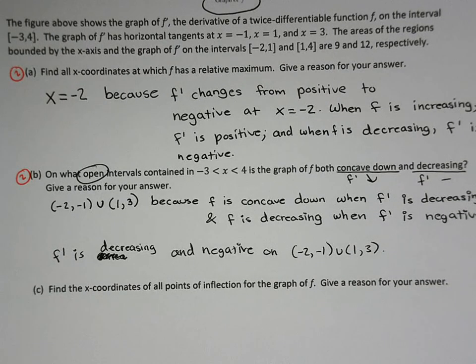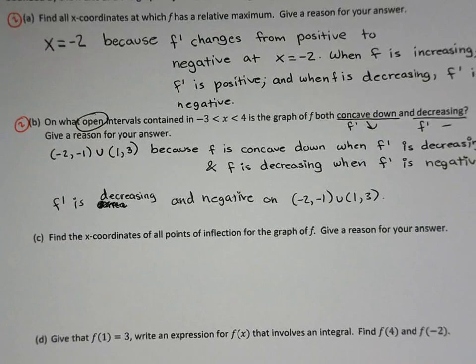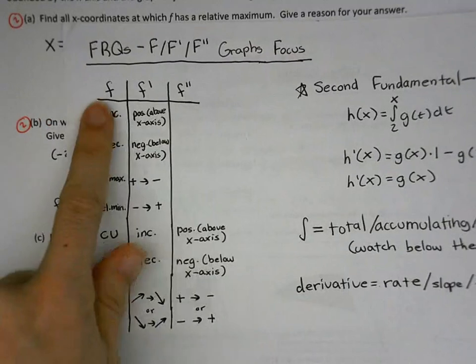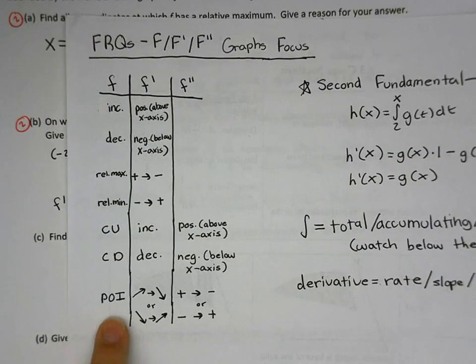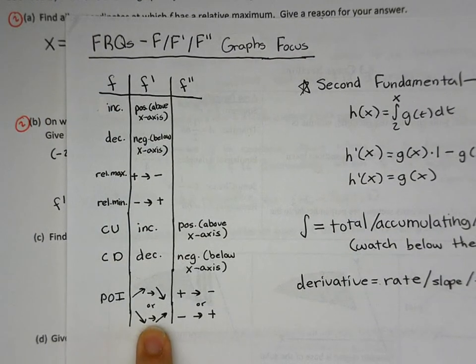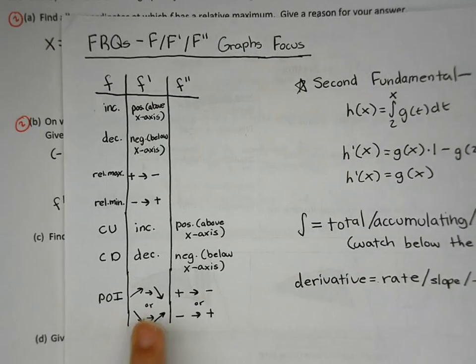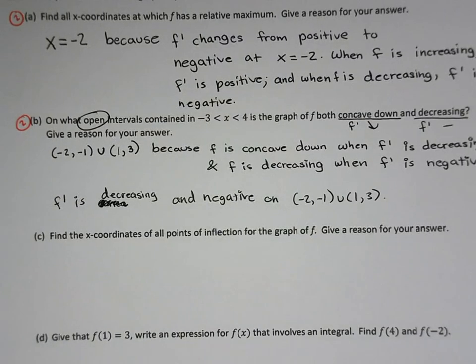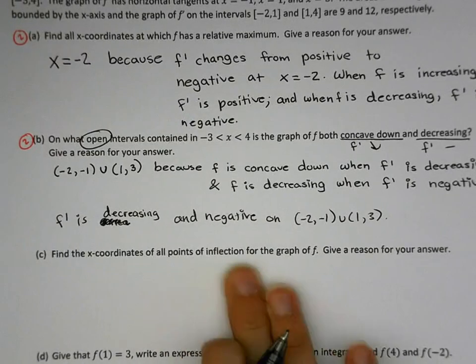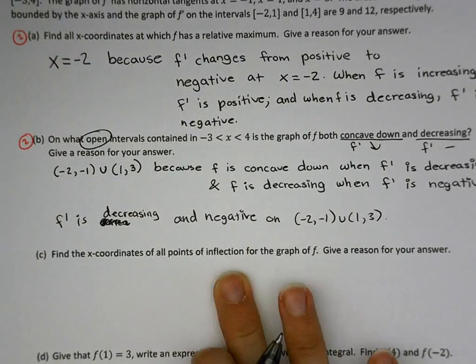Okay, part C says, find the x-coordinates of all points of inflection on the graph of f. Give a reason for your answer. Okay, so part C, points of inflection of f. What does it mean for f to have a POI? Well, f's POIs on an f prime graph is where f prime changes from increasing to decreasing, or decreasing to increasing. Okay, and so then you'd be looking at your graph going, okay, so f has a point of inflection when f prime changes from increasing to decreasing, or decreasing to increasing.